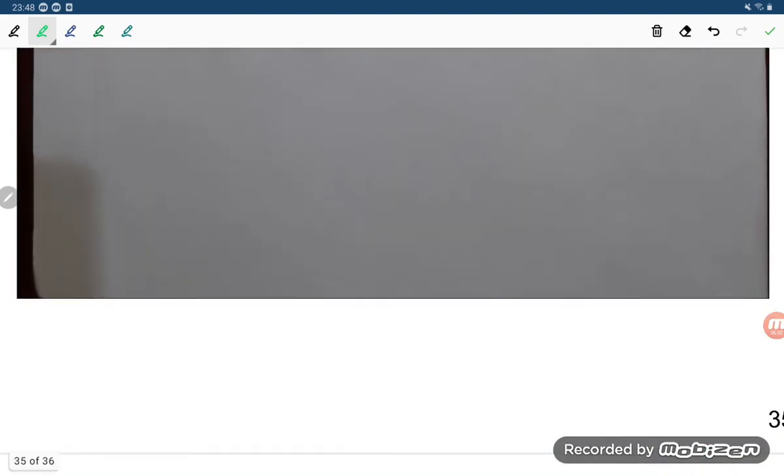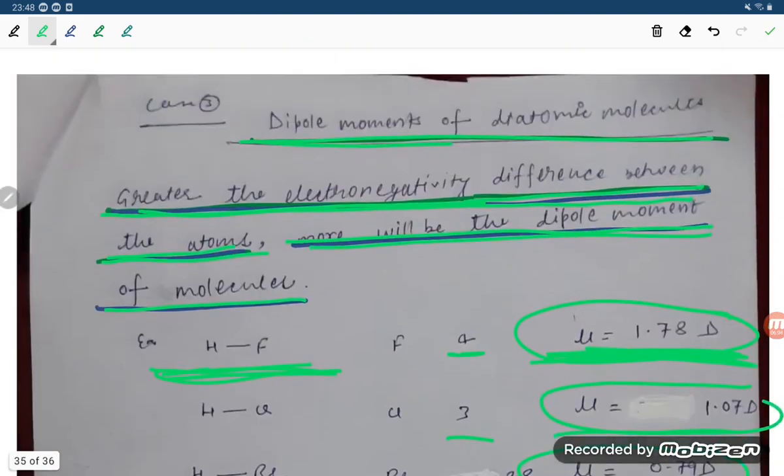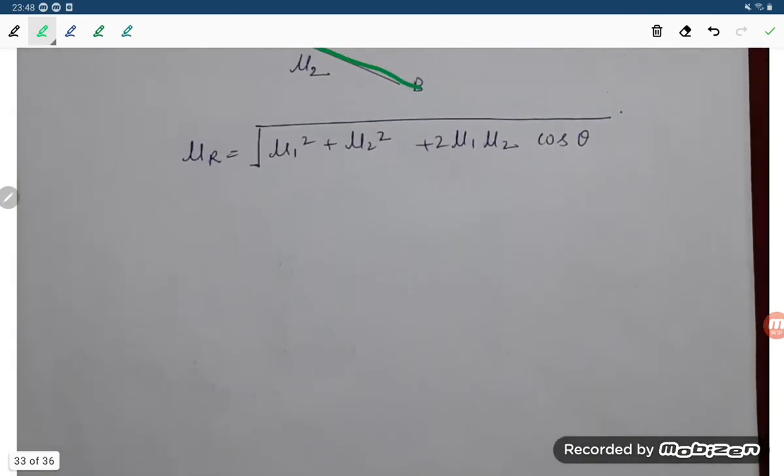So this is all about the dipole moment from my side, student, and I hope this will be helpful to you to understand a little bit.